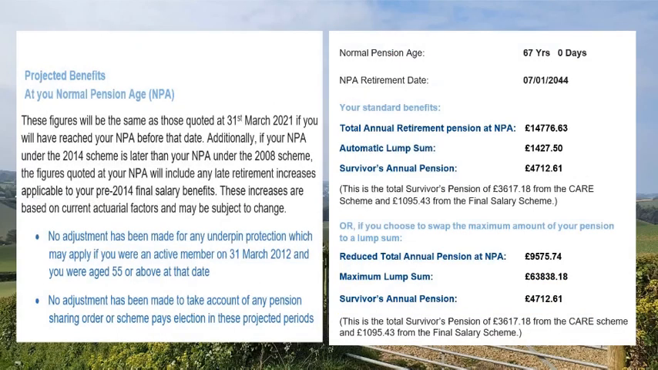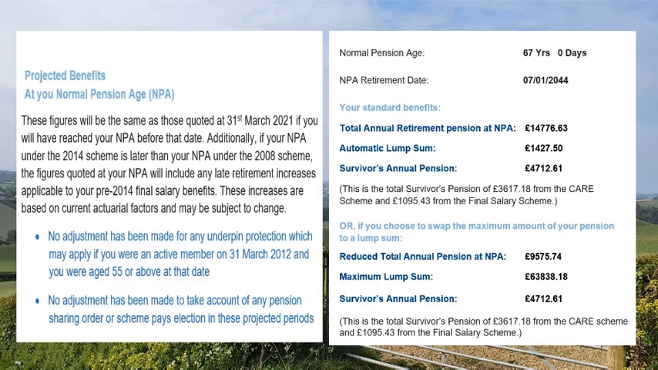Your projected benefits at your normal pension age are the value of your benefits, as at the greater of age 65, or your state pension age. The benefits shown are based on the pay provided to us by your employer, as at the 31st of March 2021, and assume your pay will remain the same until your normal pension age. They do not take into account any future cost of living increases. They also do not take into account any pension sharing orders or scheme pays deductions. They also do not include any underpin protection.